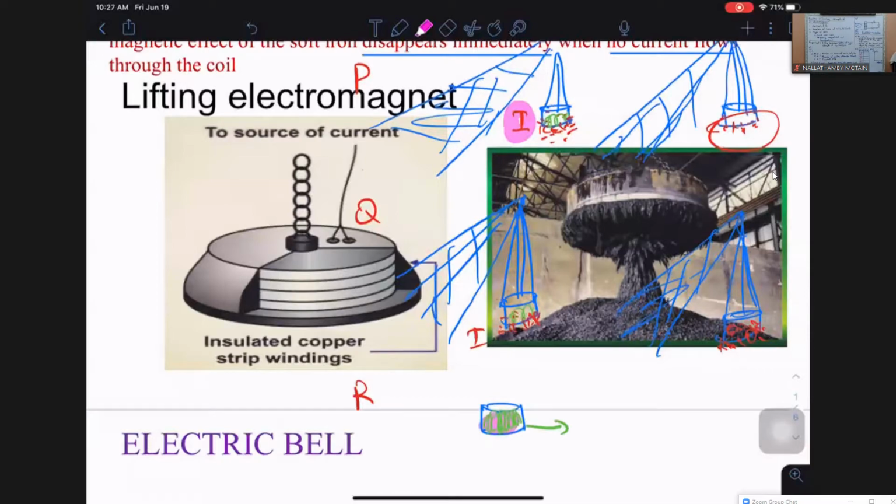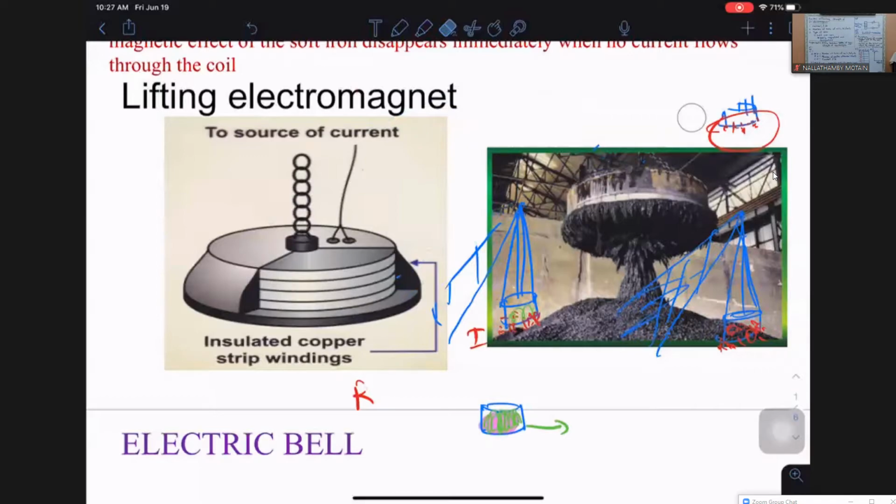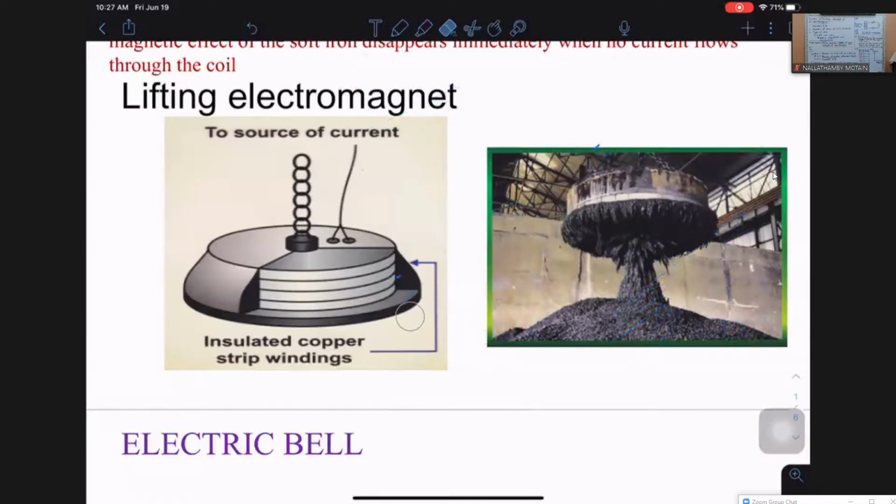So I think I can remove this, yeah? I can remove this. Don't worry. They won't ask you to explain. It's very easy to answer. Later you see all these aspects coming back. So they won't ask you to explain all this.